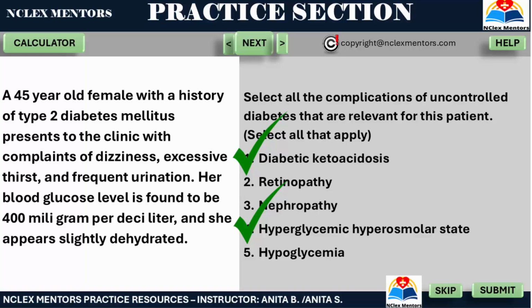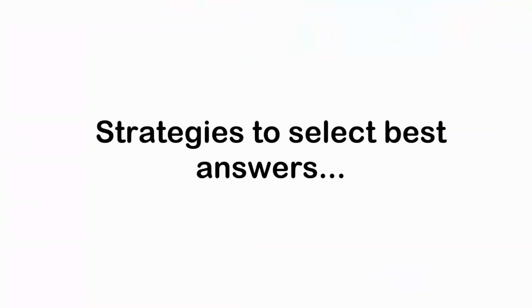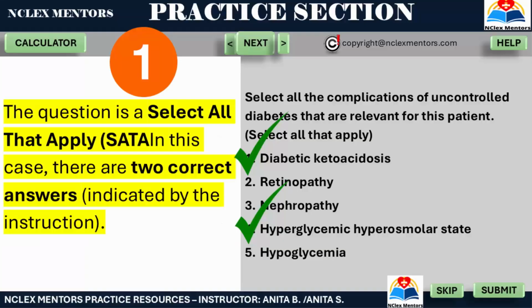Hyperglycemic hyperosmolar state. Strategy to select the best answers. First, identify the correct number of answers. The question is a select all that apply, SATA, which means you need to identify all the complications that are relevant to the patient. It's essential to read the instructions carefully to avoid underselecting or overselecting. In this case, there are 2 correct answers indicated by the instruction.